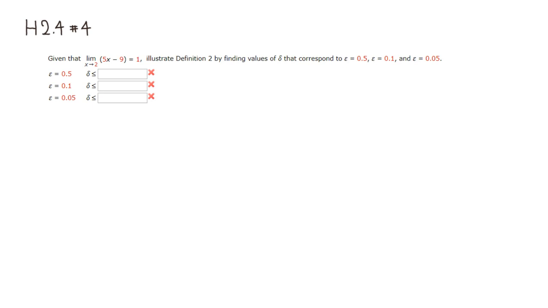The definition is: for all epsilon greater than 0, there exists a delta greater than 0, such that if the distance between x and a, in this case a is 2, is between 0 and this delta, this will guarantee that the distance between the function, which is 5x minus 9, and the limit value, which is 1, is less than epsilon.